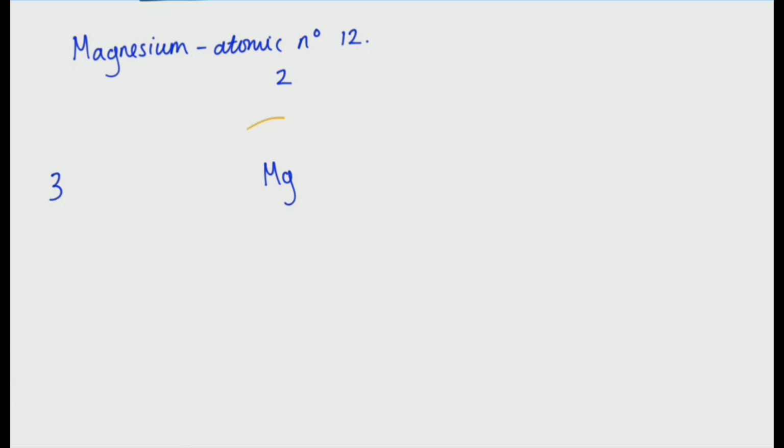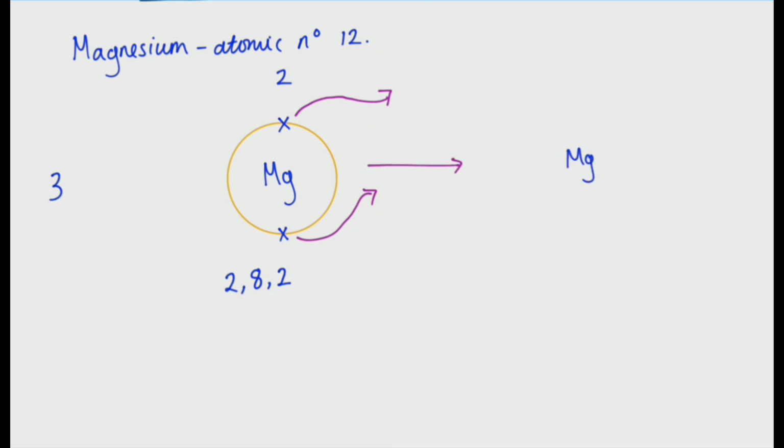So just drawing the outer shell electrons, well, magnesium will have 2 outer shell electrons because it's in group 2, and its electronic structure will be 2, 8, 2. So what could happen to magnesium to gain a full outer shell? Well, magnesium will have to lose not 1 but 2 electrons. So 2 electrons will have to be lost from the magnesium atom to form a new particle. And this particle will have the outer shell empty, and this electronic configuration will be 2, 8.